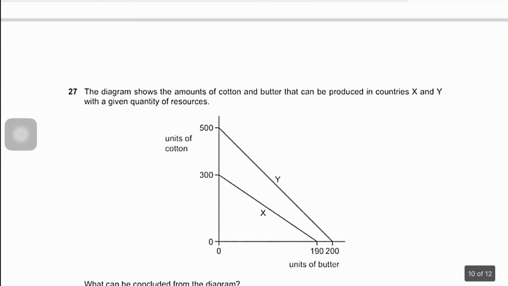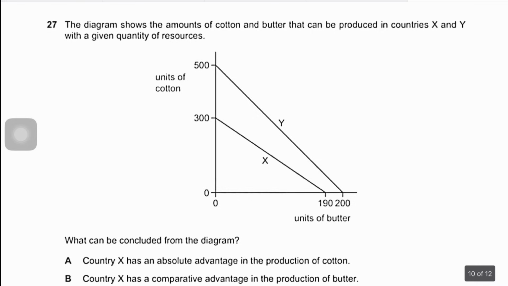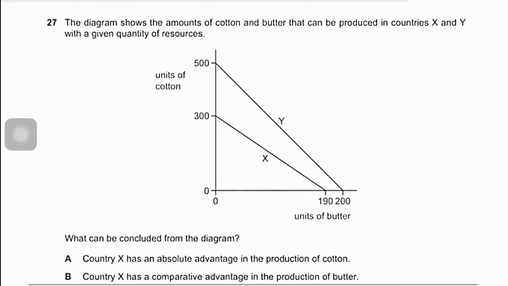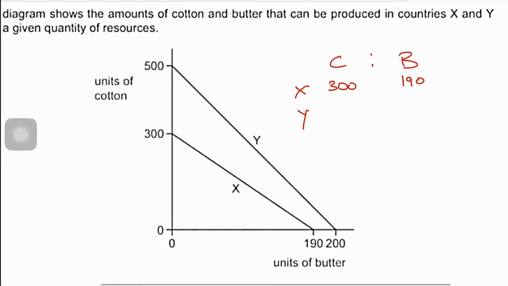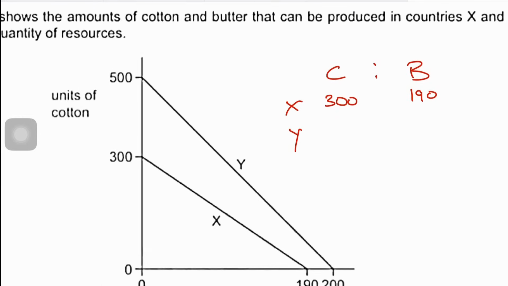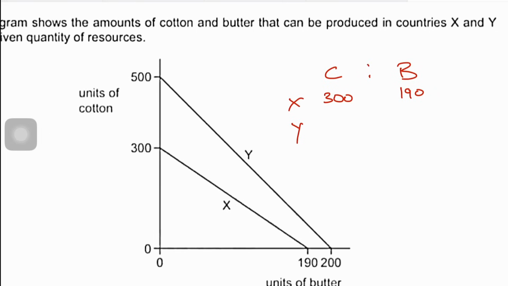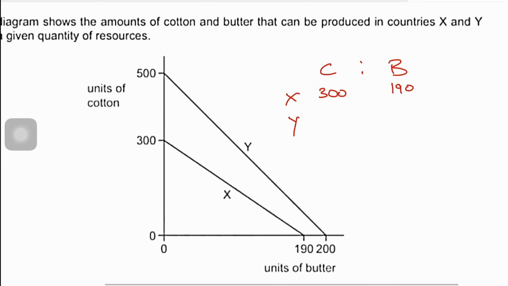The next question, number 27, says the diagram shows the amounts of cotton and butter that can be produced in countries X and Y with a given quantity of resources, and what can be concluded. So let's figure this out. You have cotton and butter, and you have two countries X and Y. X can make a maximum of 300 cotton or 190 butter, depending upon whether resources are allocated to cotton or butter. So 190 butter with 0 cotton, and 300 cotton with 0 butter, basically. And then for Y we have 500 cotton and 200 butter.